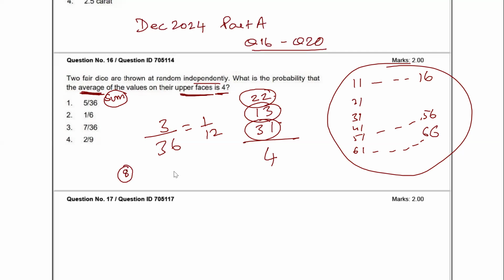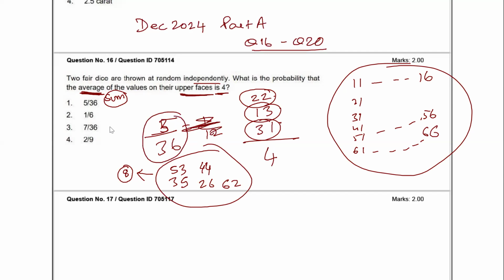So the sum being 8 will be 5,3, 3,5, 4,4, 2,6, 6,2. Yeah, 5 out of 36. So my answer is 5 out of 36, option A. So why the sum? Sum is 8, so 8 divided by 2 gives me 4. So I should be looking at a sum of 8.